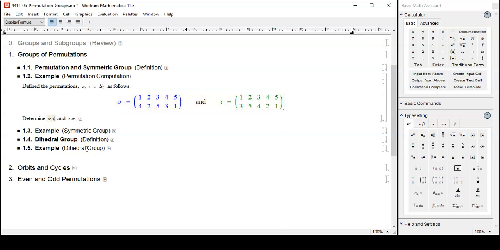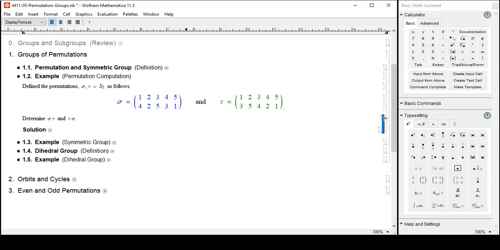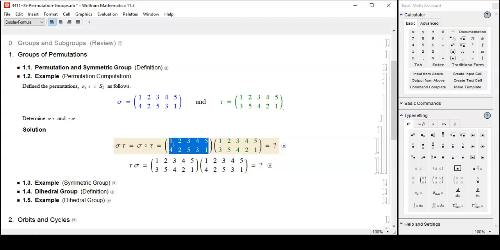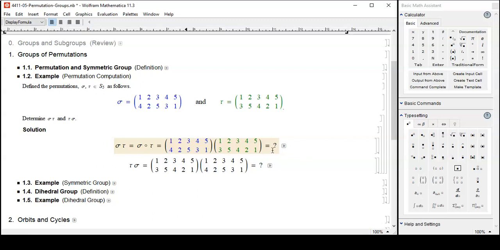Let's determine sigma tau and tau sigma. Remember, the group operation here is composition. So sigma tau is actually sigma composed with tau. So on the right hand side, tau comes first. So tau first, and then we have to apply sigma. Oops, wrong color. Tau first, and then sigma.